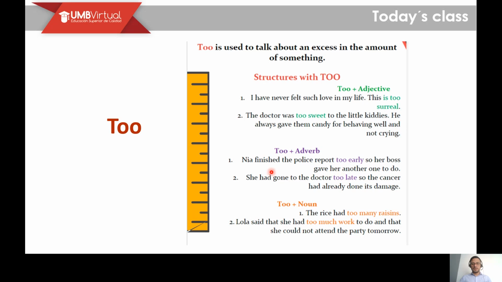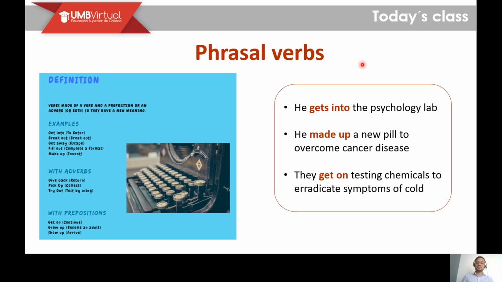What else? Two plus adverb. Nia finished the police report too early, so her boss gave her another one to do. And we have also two plus the noun. The rice had too many raisins. So this structure helps us to increase our vocabulary a bit, and we try to express a huge quantity of something that we have.